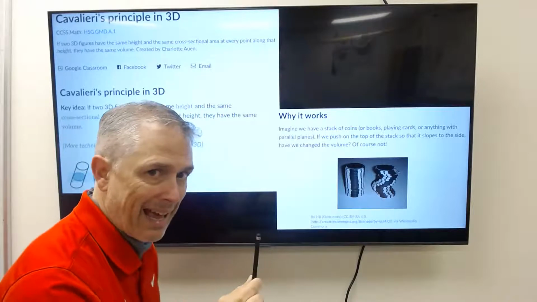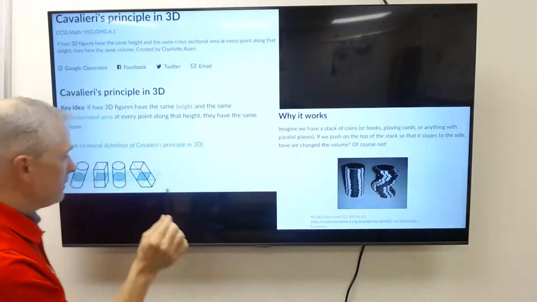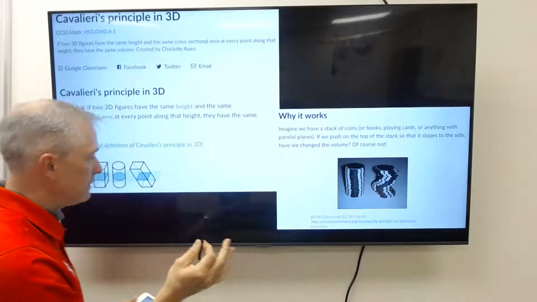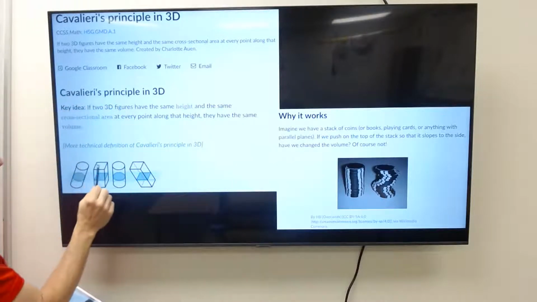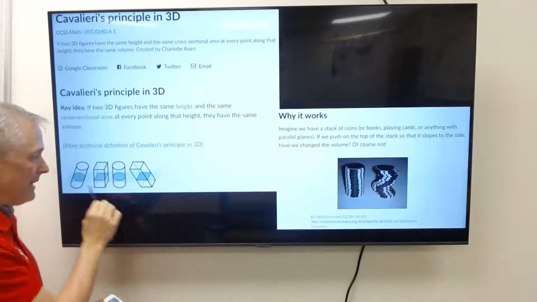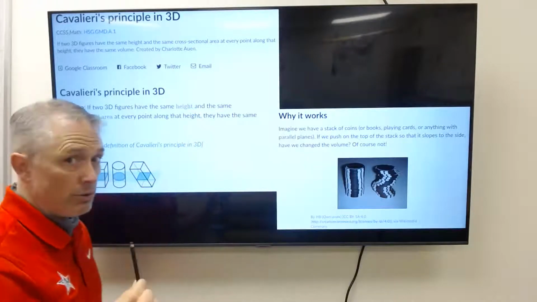And yes, you can have 3 pi for an area of a rectangle. There's no point in it, but you can. And then 3 pi, 3 pi, 3 pi, 3 pi, and these were all 2 inches tall. These would all have the same volume.